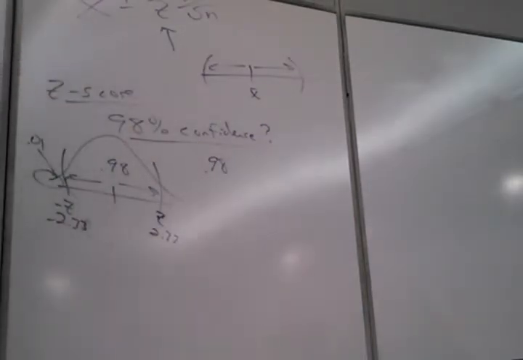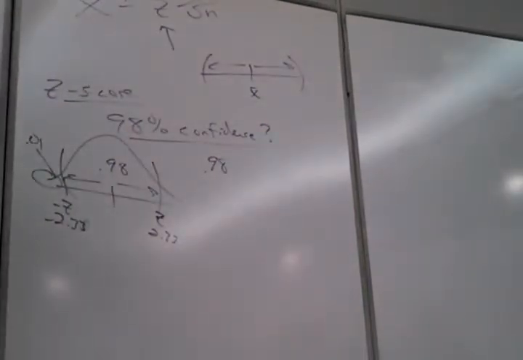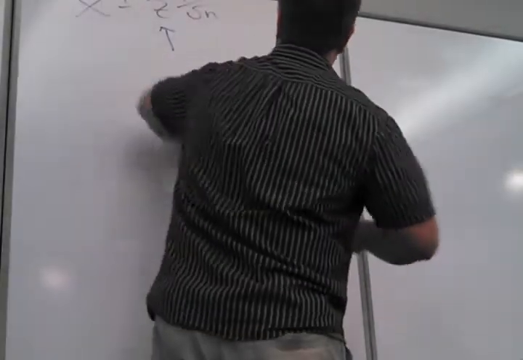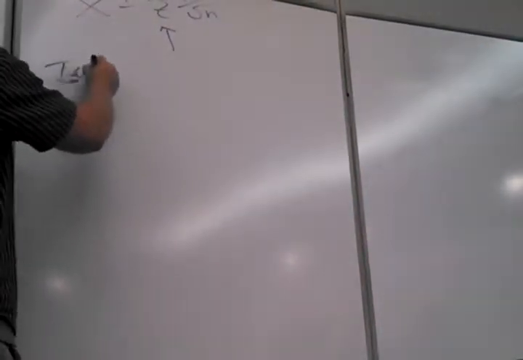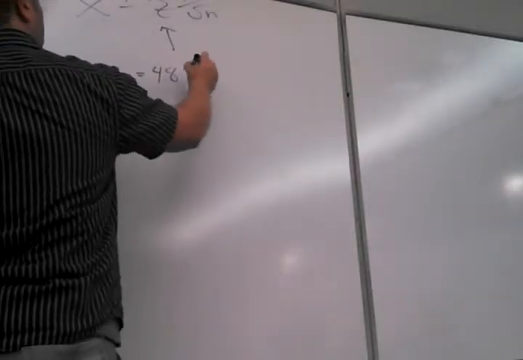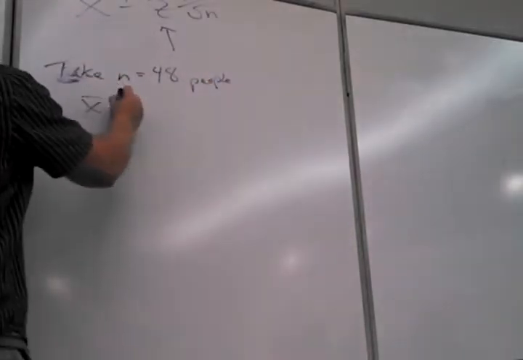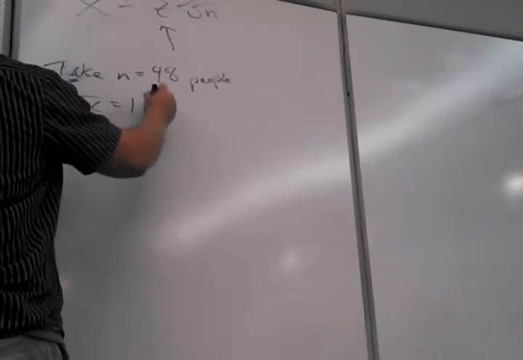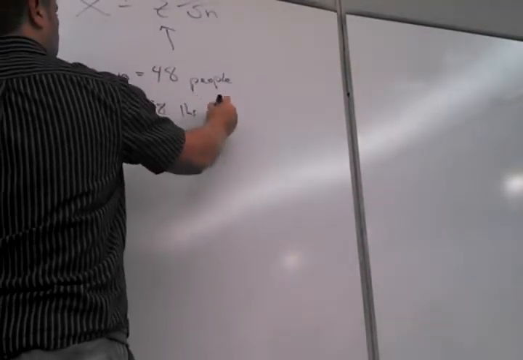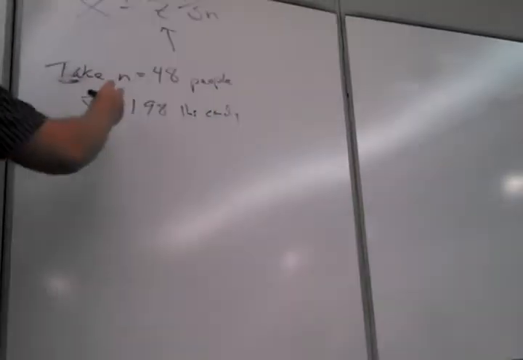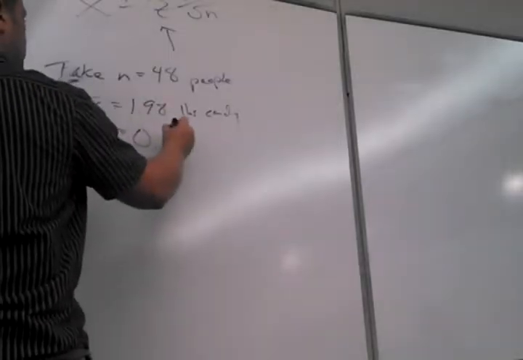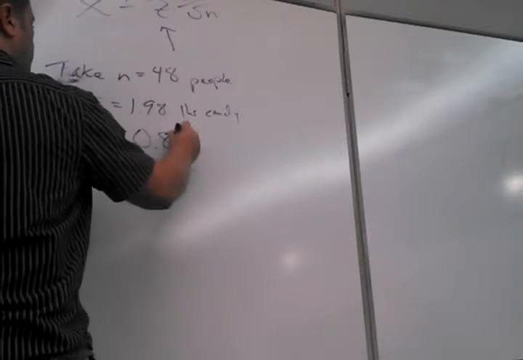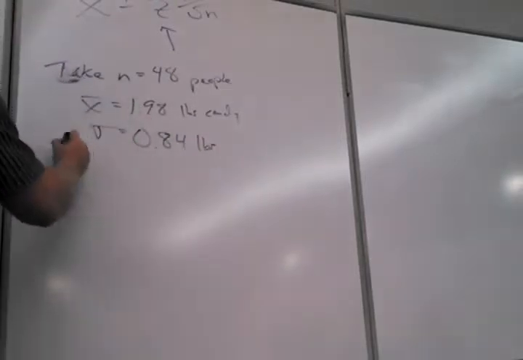So these problems, let them be easy. They have to give you basically everything. So remembering what we just did, if I said I take 48 people, and I find an average of 1.98 pounds of candy that they got. And I know the standard deviation of candy is what you got, Jeff? 8.4. Find the 90% confidence interval.